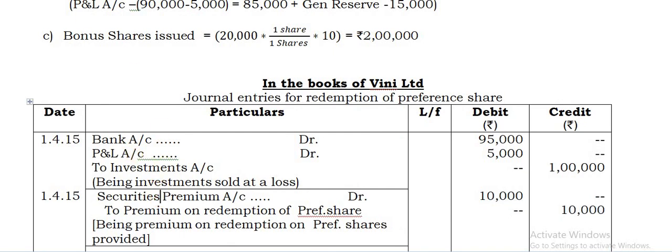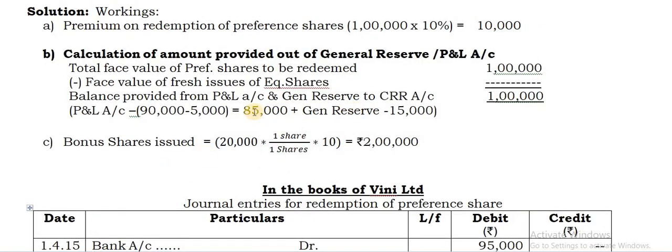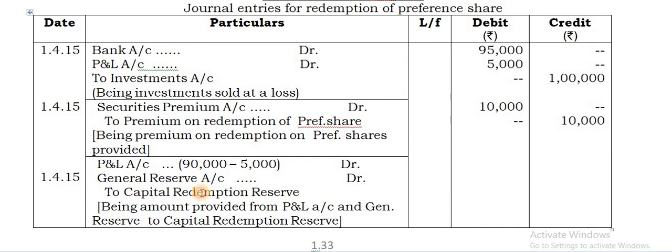And the next, this is second stage. Coming to the third stage for providing the amount from the divisible profits. So you can take profit and loss account, as I already told you, 90,000 minus 5,000. Then there is a general reserve. General reserve 15,000 will be taken. Okay, so together it is 1 lakh. That is being transferred to capital redemption reserve. Alright. So third stage is over.